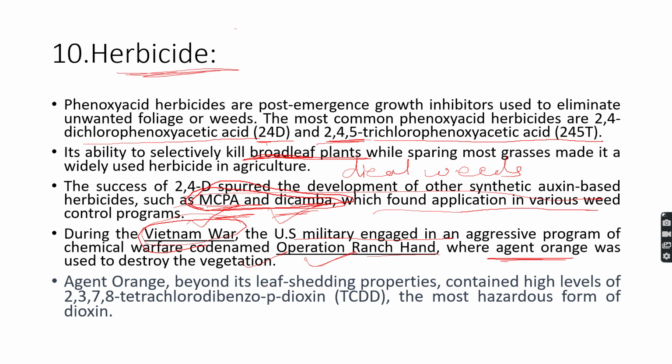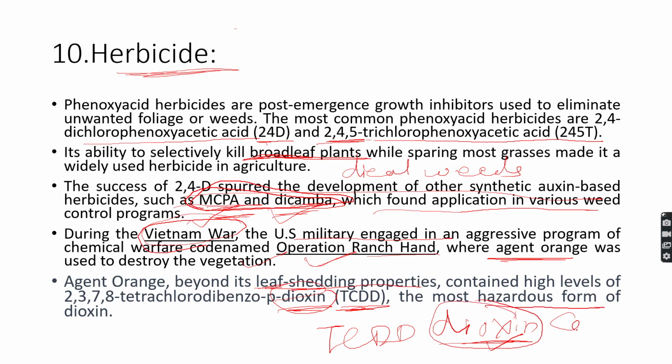Agent Orange is responsible for severe leaf shedding, but apart from this, it contained a dangerous chemical, that is dioxin, or you can say 2,3,7,8-tetrachlorodibenzodioxin, or we call it TCDD, or simply dioxins. In some places the dioxin name is there, and this is the most hazardous chemical, and the effect is very dangerous, and lots of cancer cases are still there in Vietnam because of this hazardous chemical.